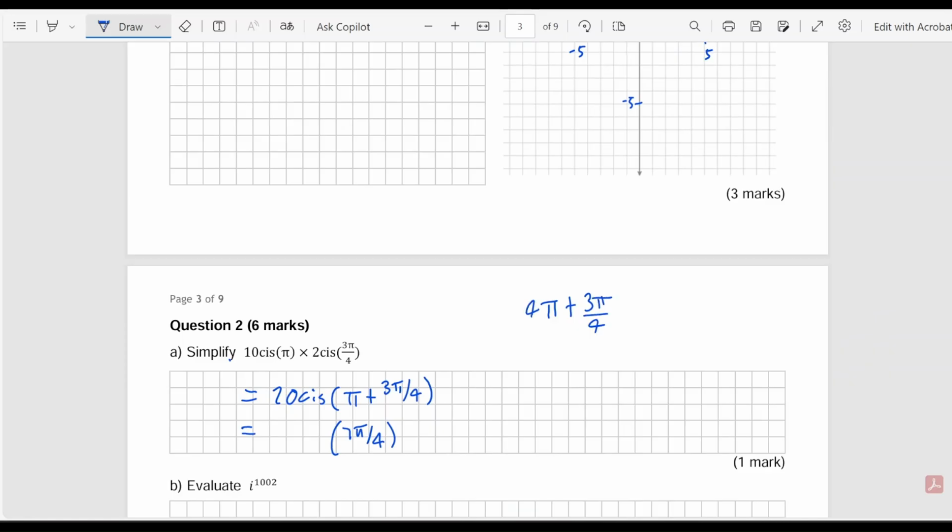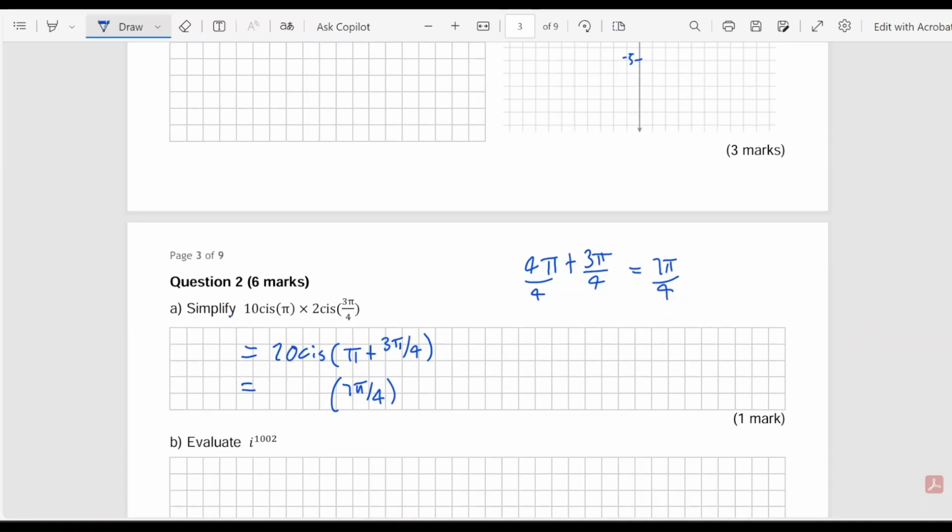Getting them both over 4, that would be 4 pi over 4. So you do get 7 pi over 4. If you're not sure, check it on a calculator as well.